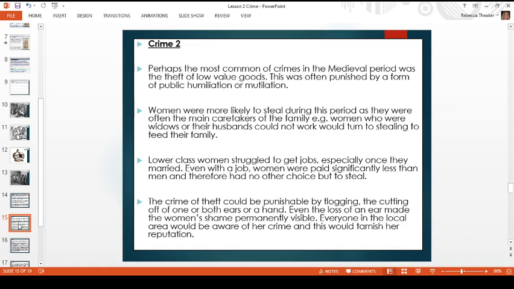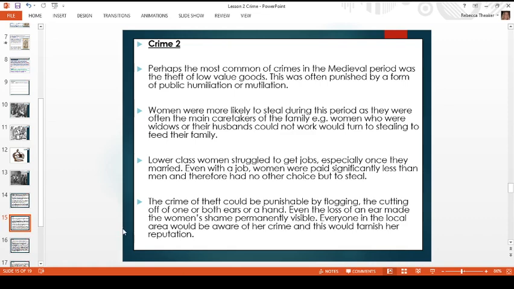Lower class women struggled to get jobs, especially once they were married, but even with a job, women were paid significantly less than men, and therefore sometimes they just had no other choice but to steal, or they could potentially starve to death, or their children could starve to death.